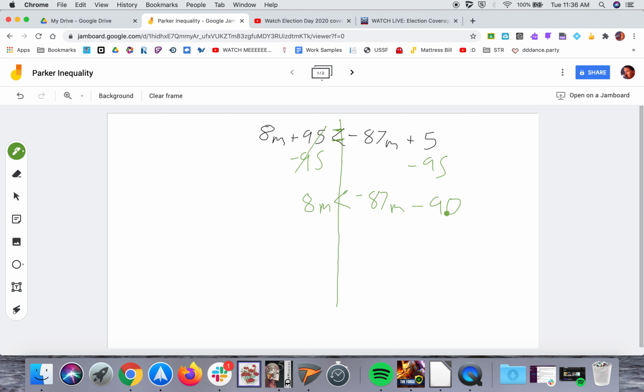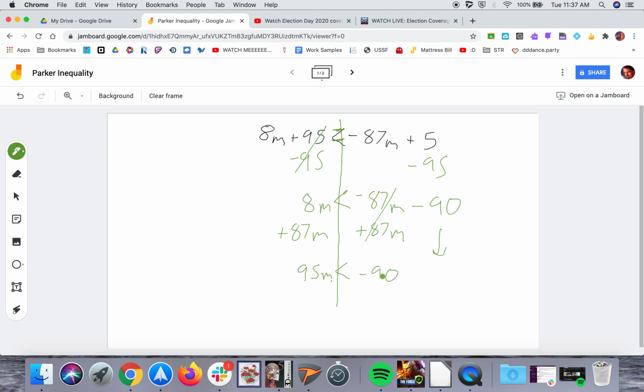So now we got our numbers over here on the right, so we have to move our m's to the left. So same trick, I've got negative 87m. I'm subtracting it, so the opposite of subtracting is adding. So I'm going to add 87m over here. Those cancel out. I'm going to do it to the other side as well. Plus 87m. 8m plus 87m becomes 95m. Less than, we just got this negative 90. Negative 90. So that was kind of the two steps.